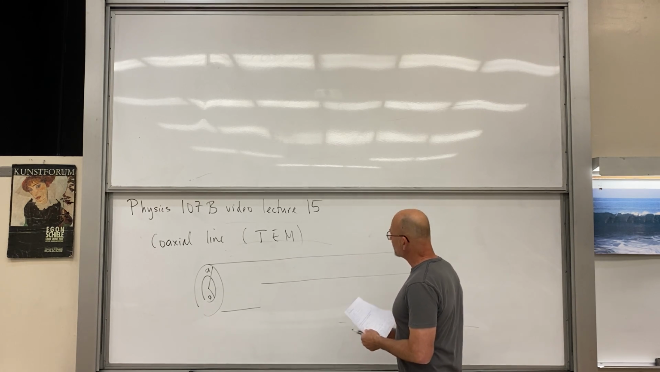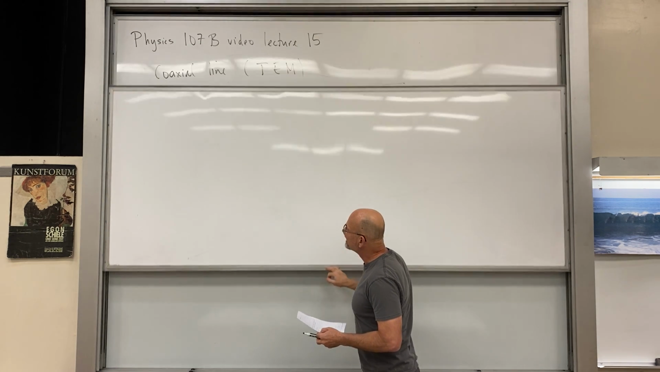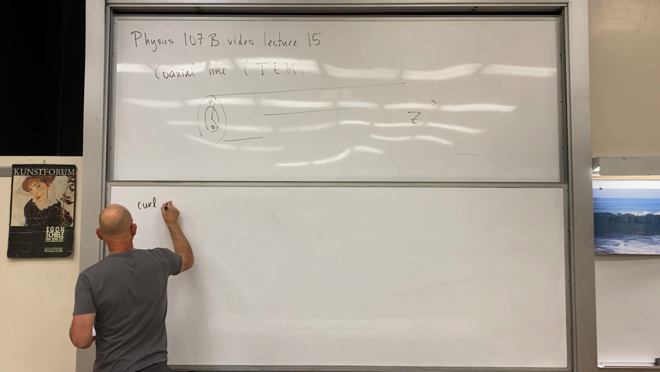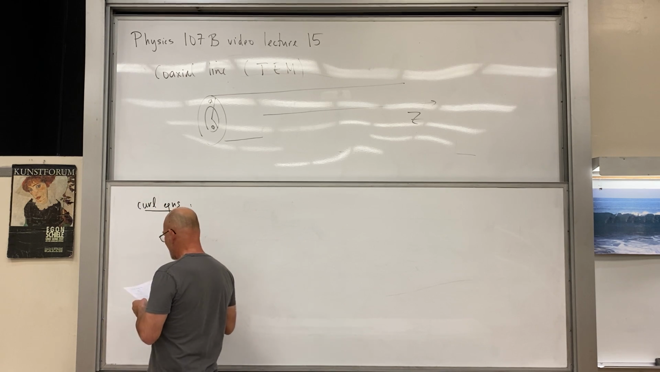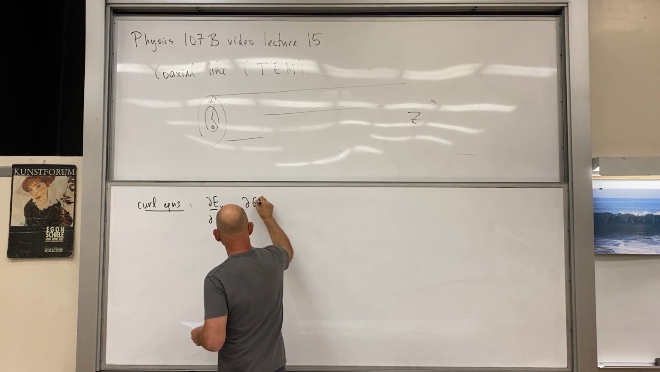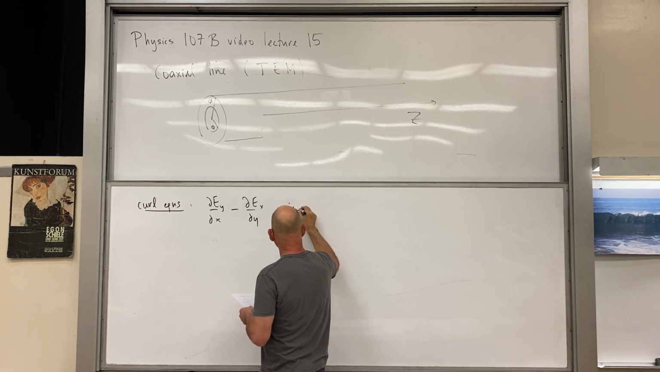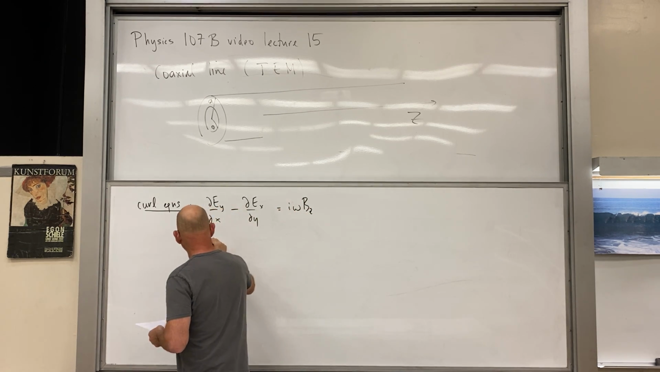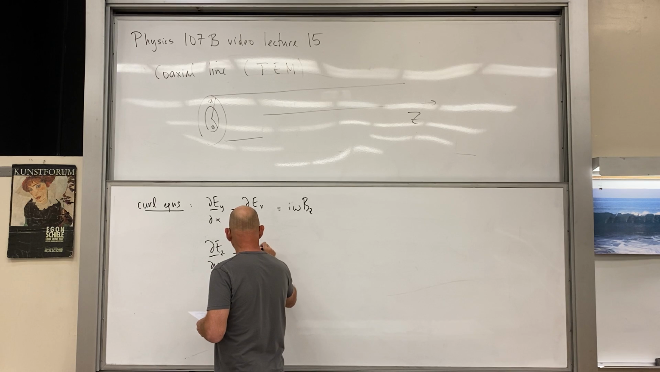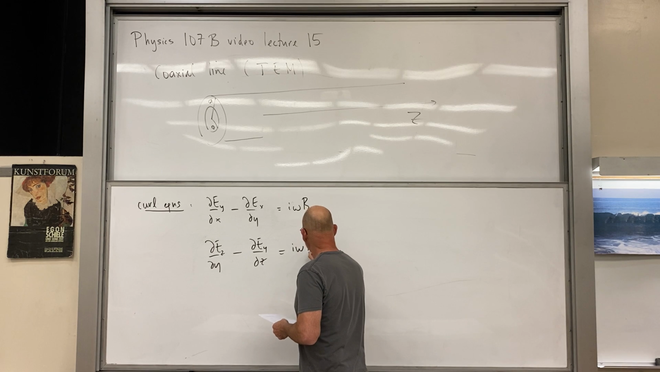Okay, well, already used up that board. So we had last time at the board, from the two curl equations, we had dEy/dx minus dEx/dy equal to i omega Bz, and dEz/dy minus dEy/dz was equal to i omega Bx.